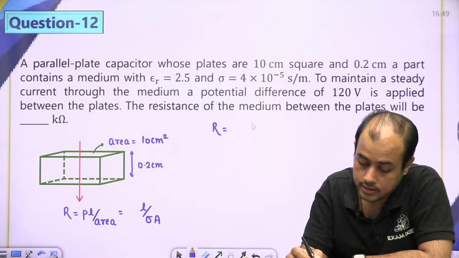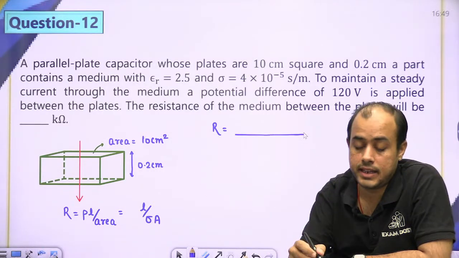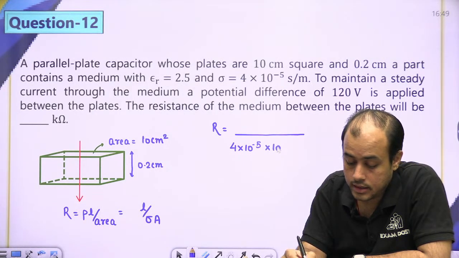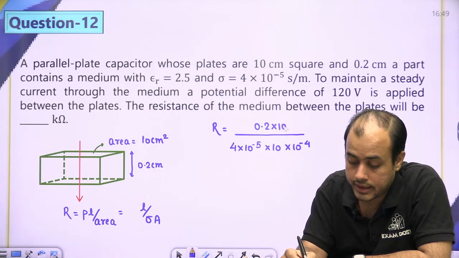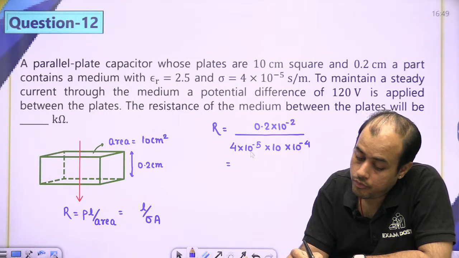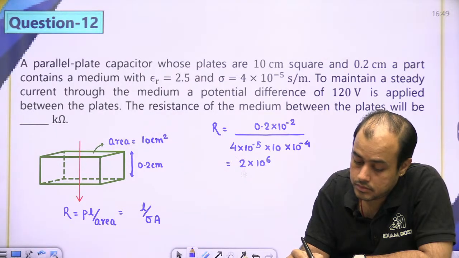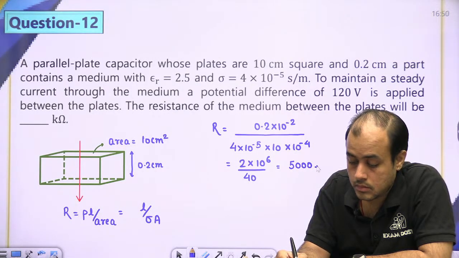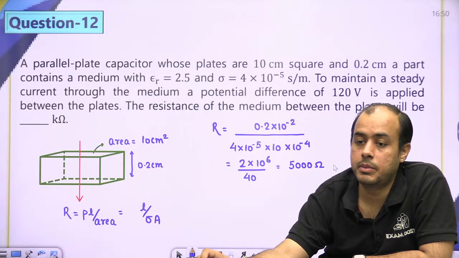So, what will be the area that you will take? That is 10 centimeter square, perpendicular to current. Okay. 10 into 10 to the power minus 4. And length you take in the direction of current. 2 into 10 to the power minus 3. So answer should be 5 kilo ohm. Okay, answer should be 5 kilo ohm. Very good, Raunak. Answer will be 5 kilo ohm.